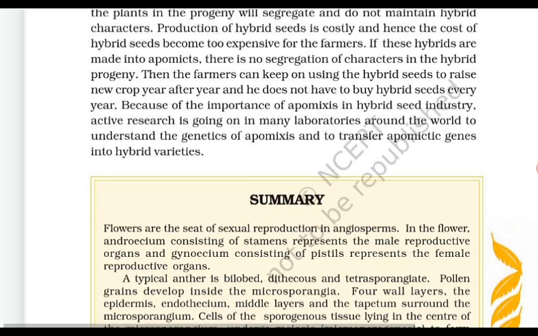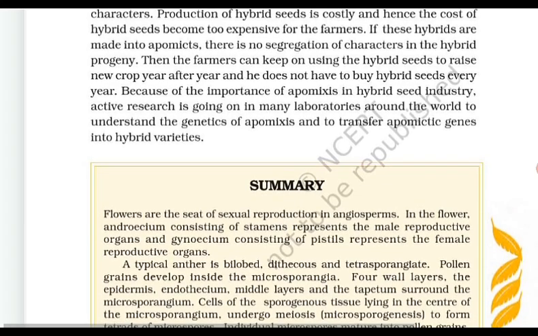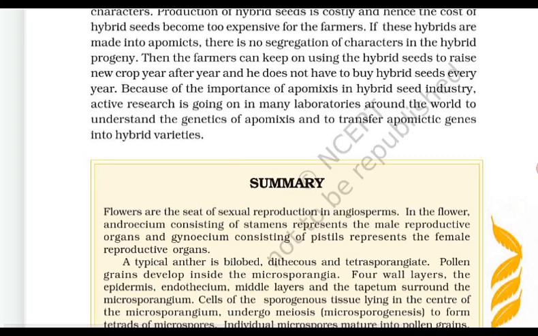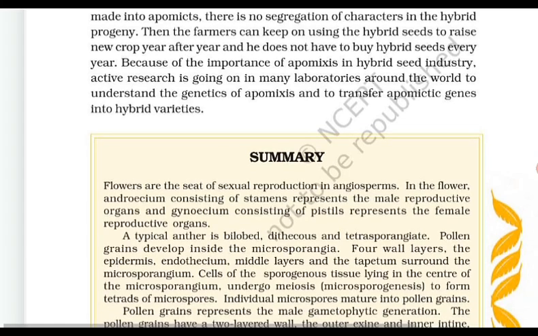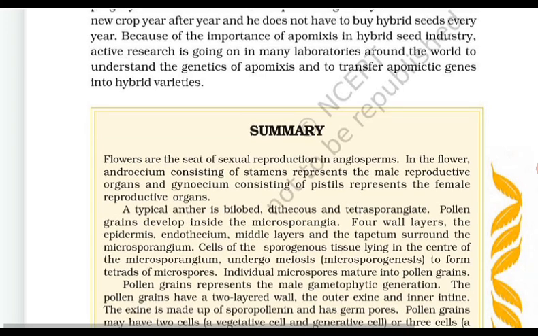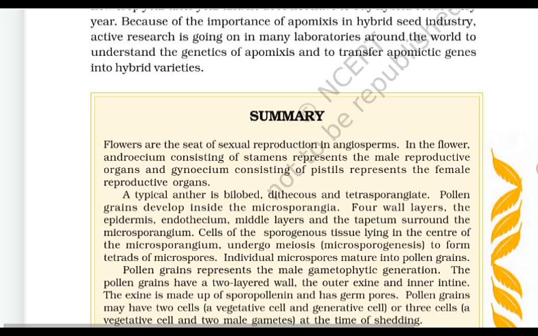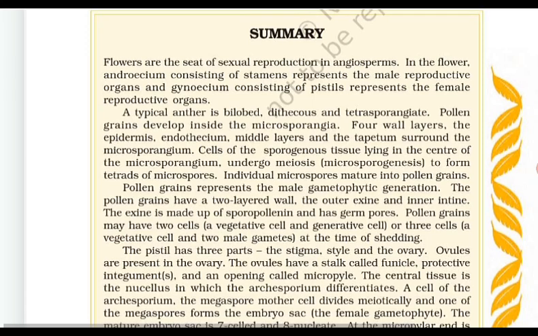Thus, apomixis is a form of asexual reproduction that mimics sexual reproduction. There are several ways of development of apomictic seeds. In some species, the diploid egg cell is formed without reduction division and develops into the embryo without fertilization.